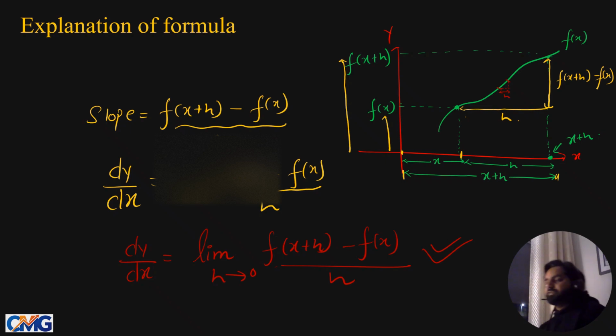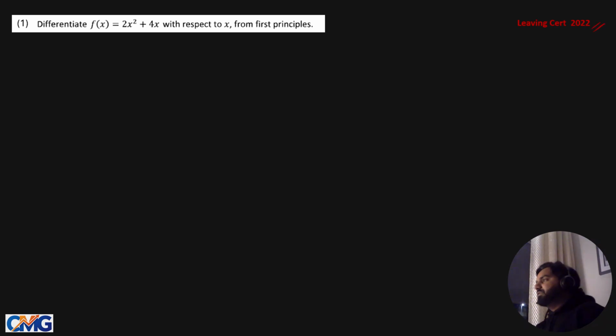So I have just shown you how to derive the first principle method, or it is also known as differentiation using first principle method. Okay, so based on this formula, we are going to solve one of the previous year questions which was asked in the 2022 Leaving Cert exams. So the function here is f of x is equal to 2x square plus 4x, and they have asked to differentiate this function by using the first principle.